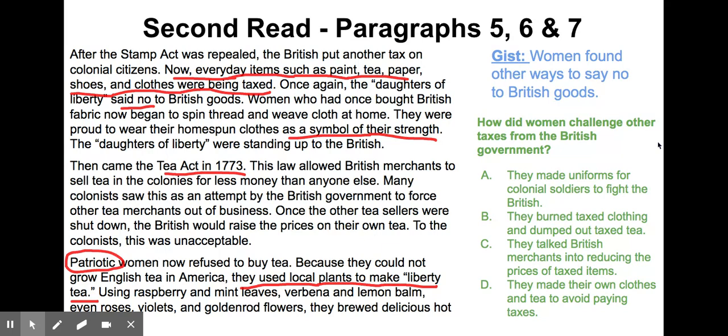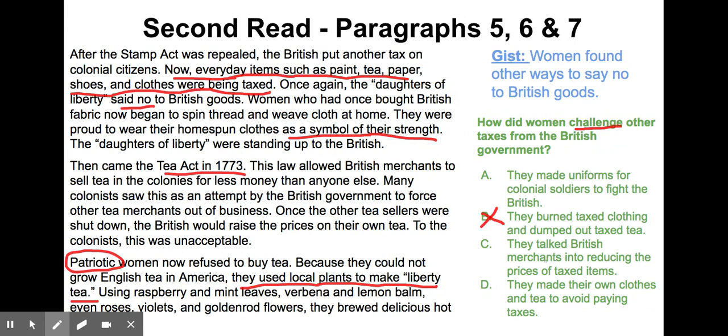Okay, so I'm going to first start by eliminating those answer choices that I know cannot be it because I did not see or hear that in my text. So, how did they challenge it? Okay, what did they do against them? The keyword there is challenge. So, what did they do against it? I don't see anything about them burning anything, so I'm going to cross that out.